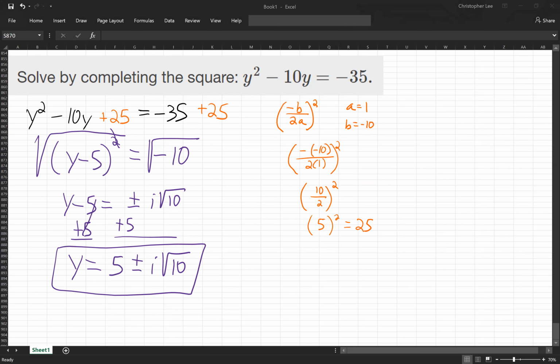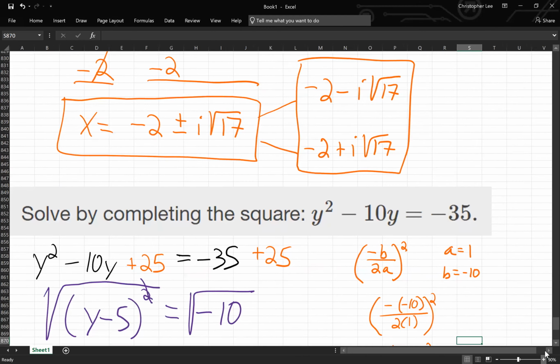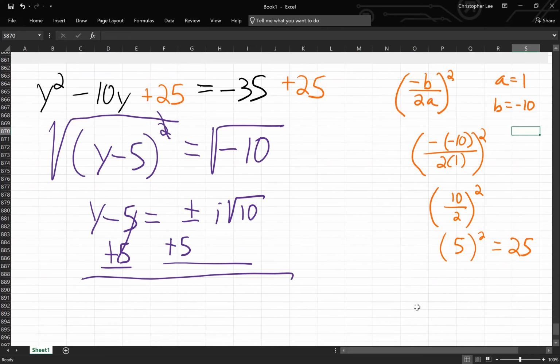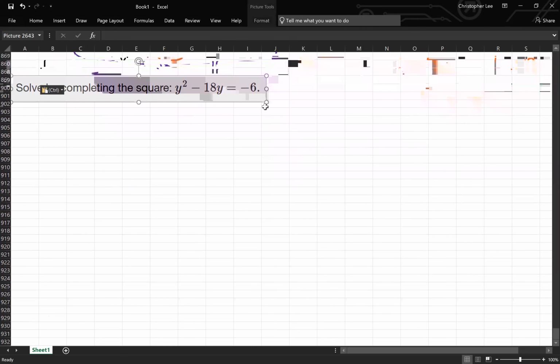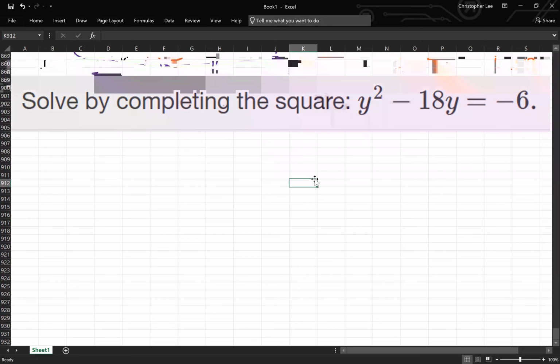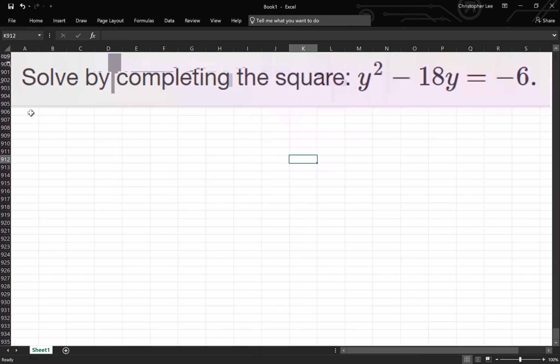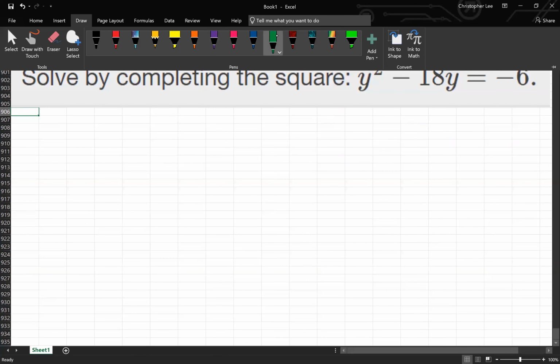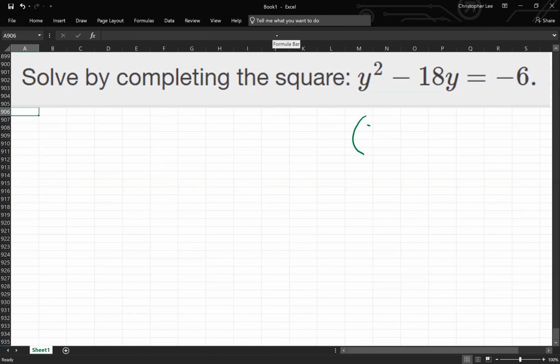Let's take a look at another one. Same formula, same everything. Nothing changing. I want to solve this equation by completing the square. There we go. All right. So what am I going to do? I'm going to start off with my formula real quick. I got negative b over what? Over 2a squared. Excellent.